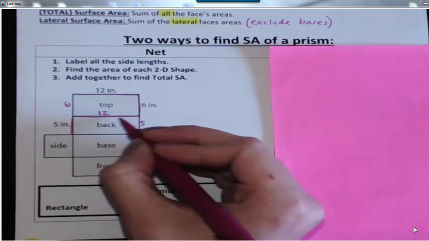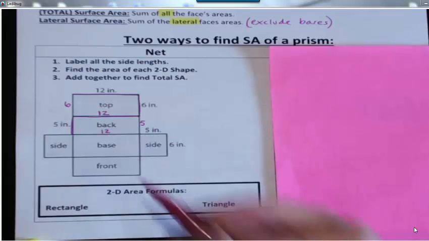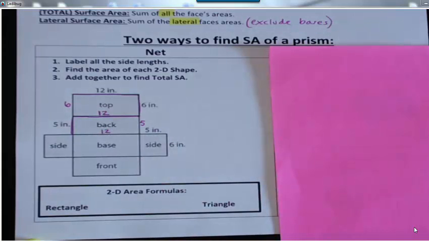This was 12, so I know this one's 12. Go ahead and finish labeling all of the side lengths of this net of a prism. When you're done labeling all the sides, check yours to make sure that they match up with mine. The second thing we want to do is find the area of each two-dimensional shape.